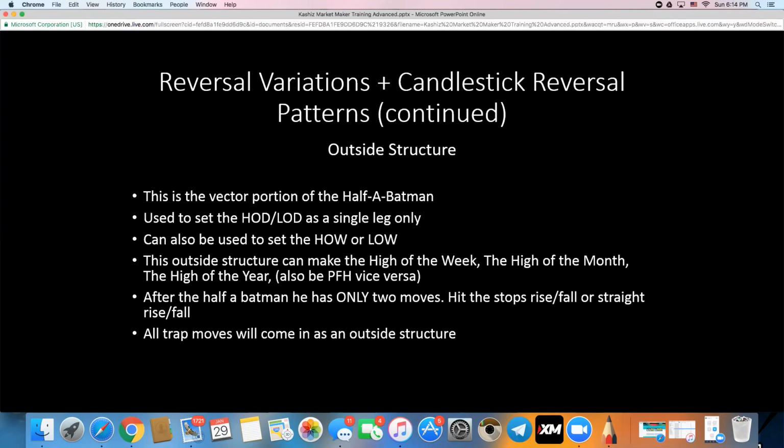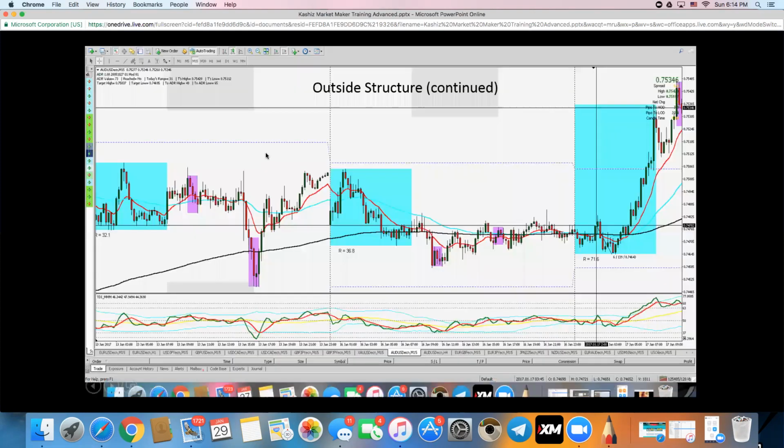After the half of Batman, he has only two moves: hit the stops, then rise or fall, or a straight rise or fall. All the trap moves will come in an outside structure. All right, let's go to the next slide. Outside structure.